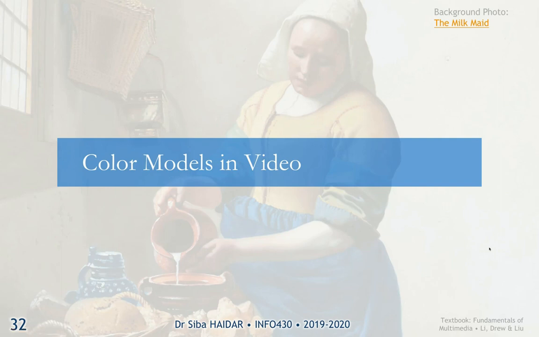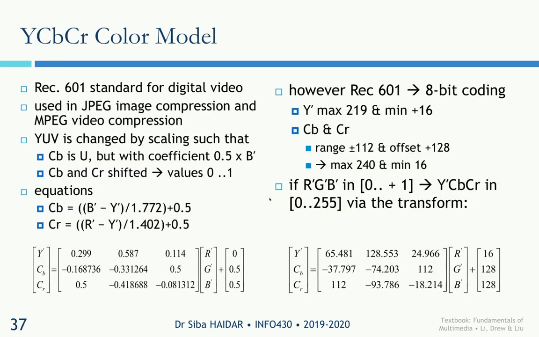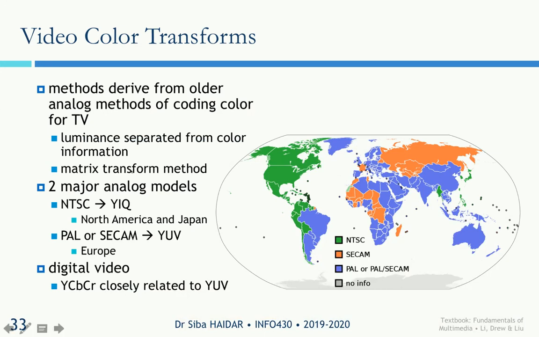So this was about the second section. The third and last section in this short but essential chapter is color models in video, and you will use all these color models in the following chapters. For color models in video, we will have to see only three color models. And before that, we want to talk about the video color transforms. The methods in video color transforms are derived from the older analog method of coding color for TV, in which luminance is usually separated from the color information. And you have the matrix transform method as usual.